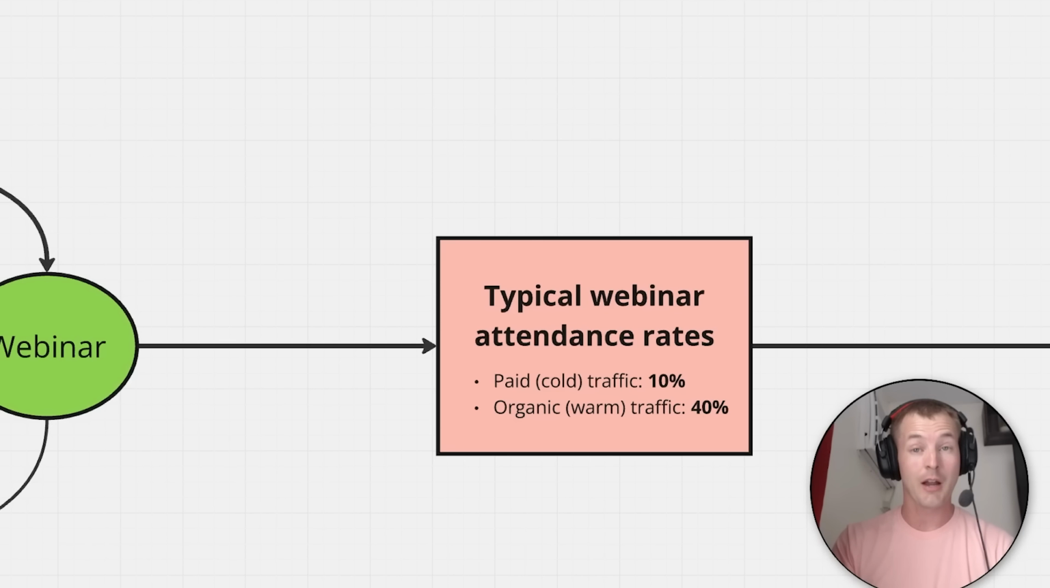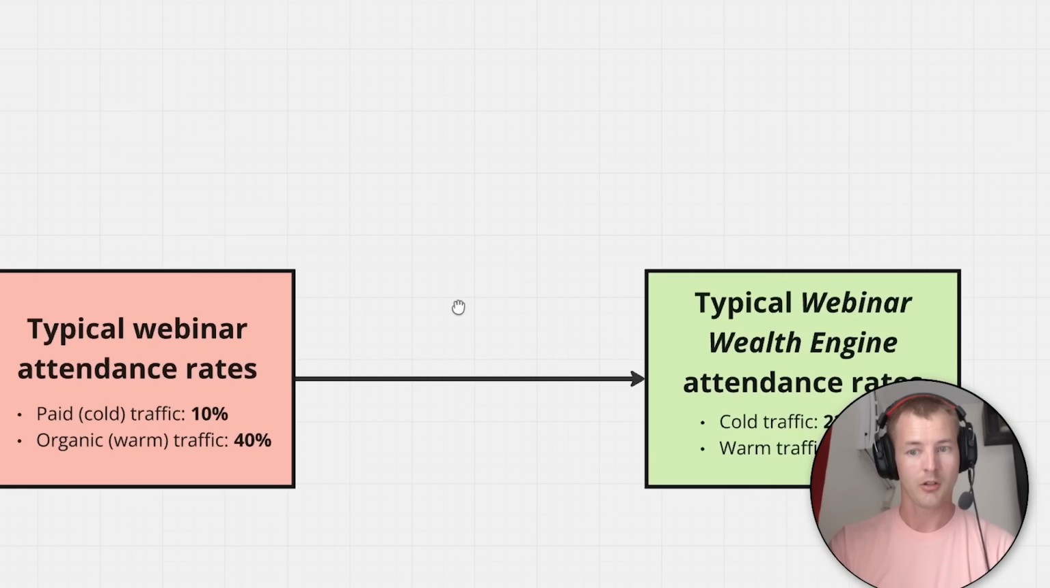With organic traffic, people that already kind of know you, they follow you already, they know you a little bit, it's a little bit higher. The attendance rates are closer to 40%. If you use my system, the Webinar Wealth Engine, these are the numbers you can roughly expect.